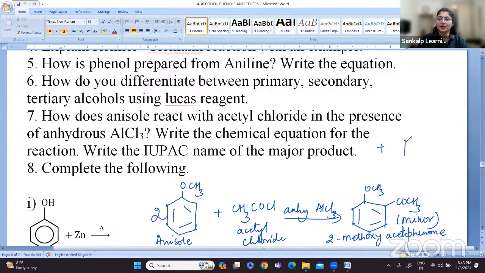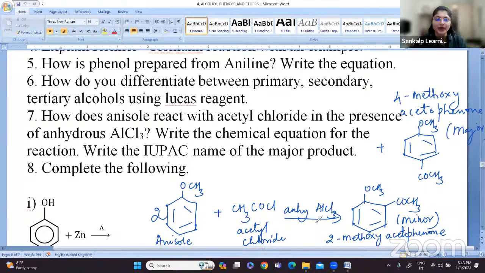And one more product obtained is COCH3 with OCH3, that is 4-methoxy acetophenone. So this is a major product. I hope you are getting this.